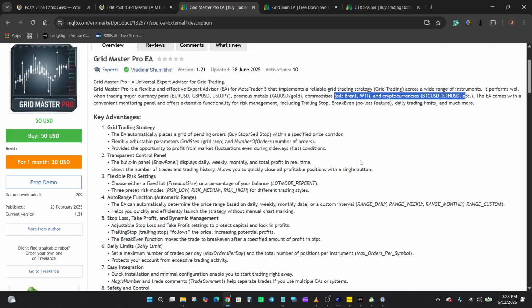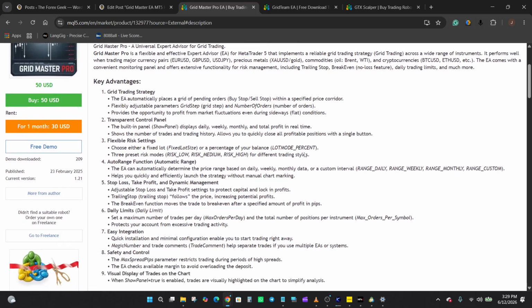One of the first things that stands out is the built-in monitoring panel. As shown on the product page, the panel provides real-time information including daily, weekly, monthly, and overall profit statistics, along with trade counts and trading history. There is even an option to quickly close profitable positions directly from the panel.